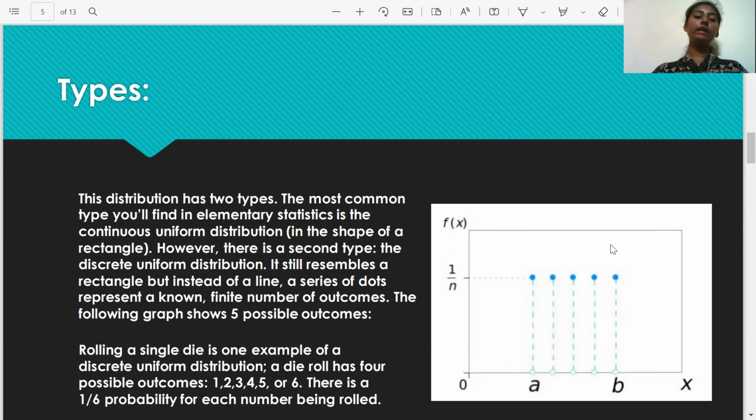Rolling a single die is one example of a discrete uniform distribution. A die roll has six possible outcomes: 1, 2, 3, 4, 5, or 6. There is a 1 by 6 probability for each number being rolled.